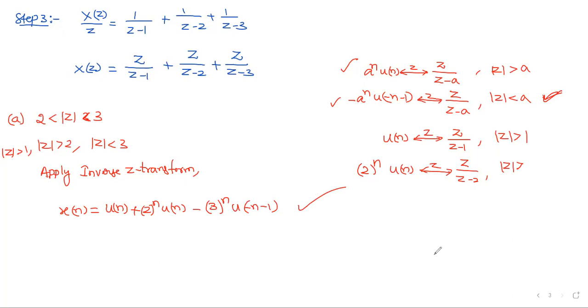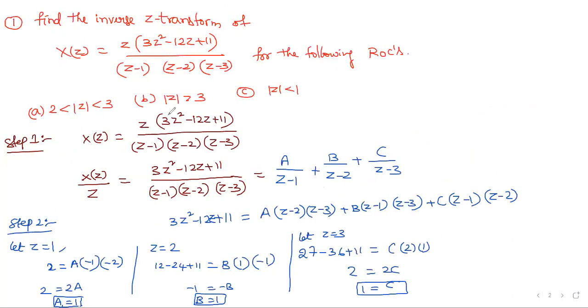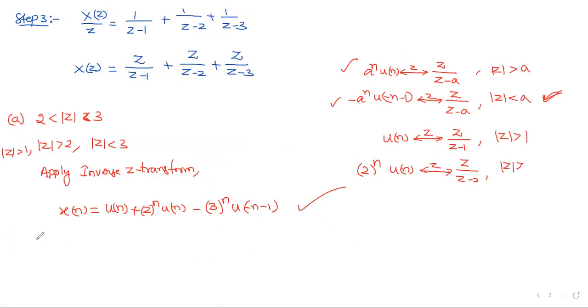Now, second ROC. What is the second ROC given? Mod Z is greater than 3. Now, here B I will consider mod Z is greater than 3.